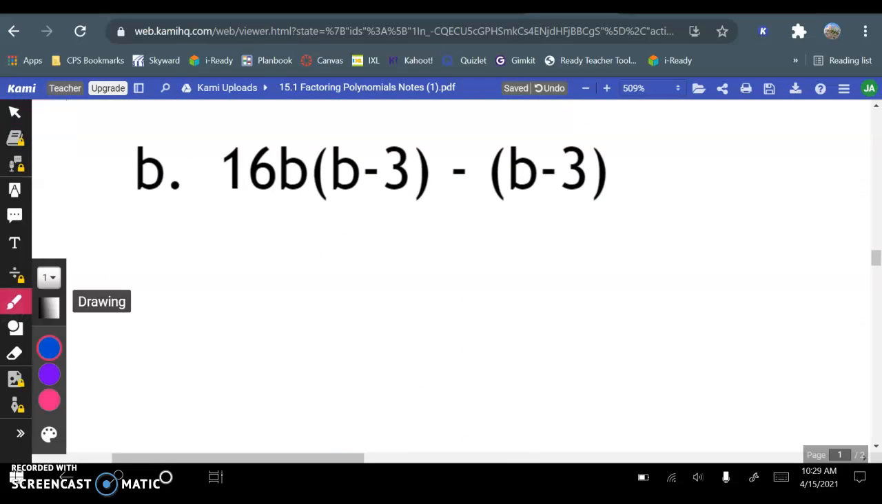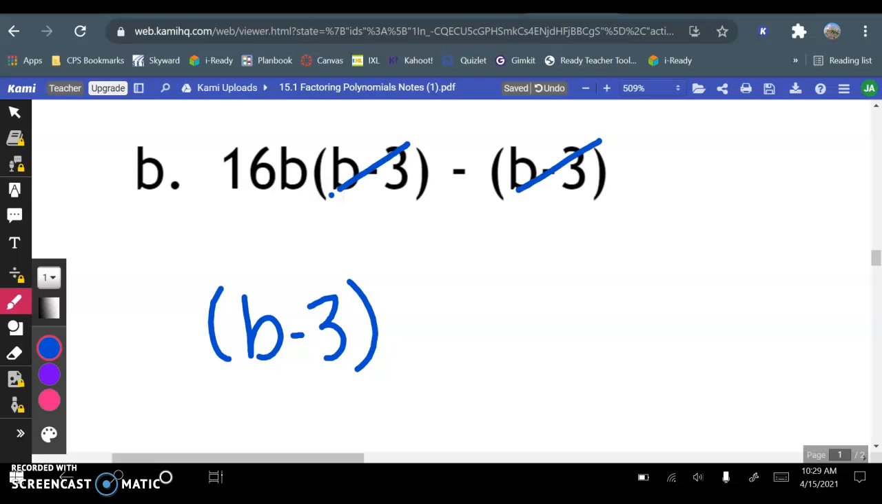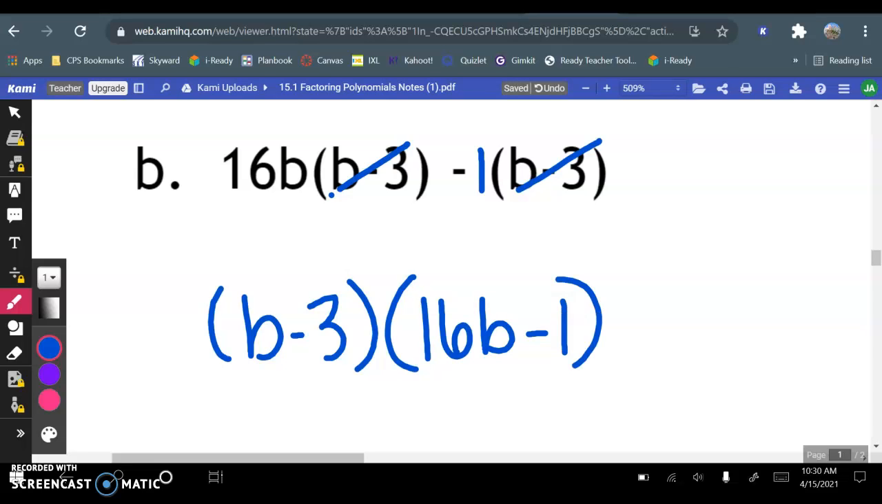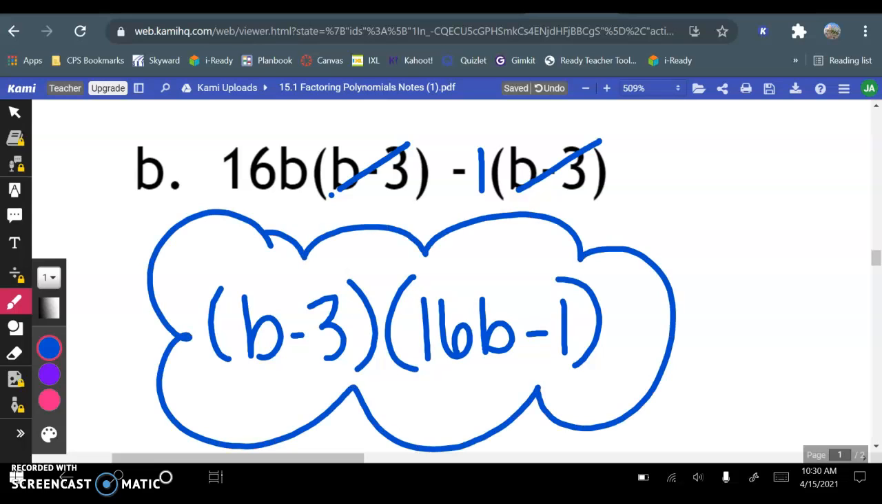Same thing here. They both have a b minus 3. So we factored that out. And then the first term has a 16b. And then there's a minus sign, but there's no number out front of that second set of parentheses. So it's just like a -1. Remember, we don't normally put the ones there. So that is what's left over from that. And that is our final simplified version.